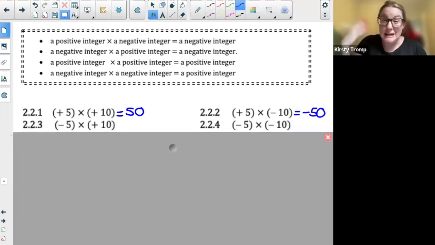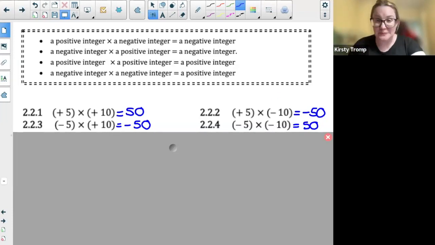Let's do 2 more together, and then I'm going to give you some to try by yourself. So remember, steps, hey? Steps, all the way. So a negative times a positive gives me a negative. 5 times by 10 gives me 50. And finally, a negative times a negative, because when we do this, we do it in steps, and we always start with the signs. So negative times a negative gives me a positive, and 5 times by 10 gives me 50.